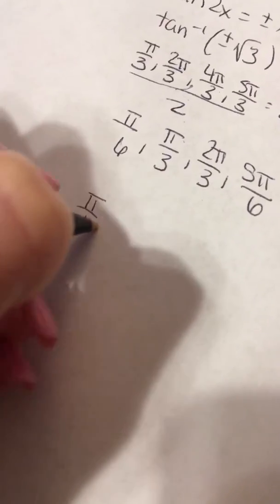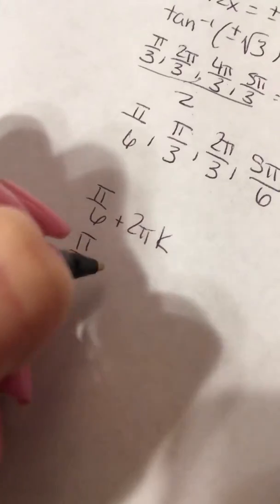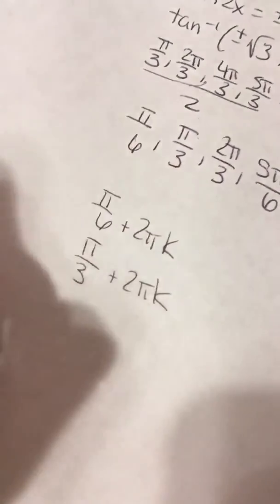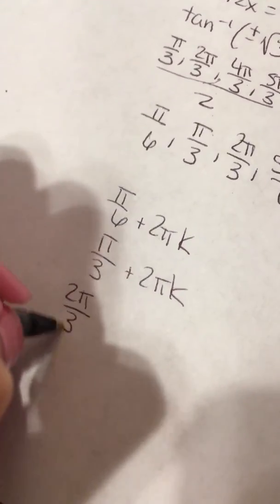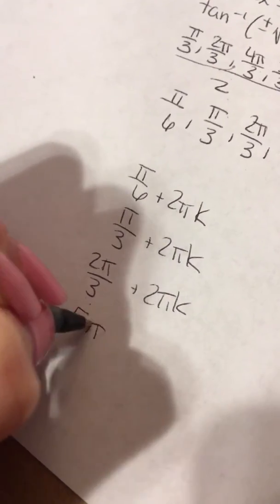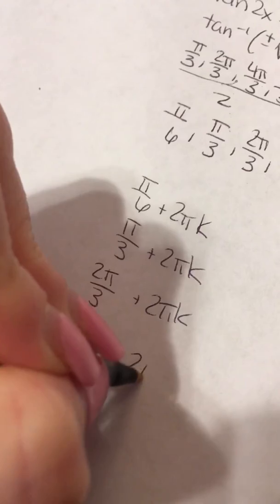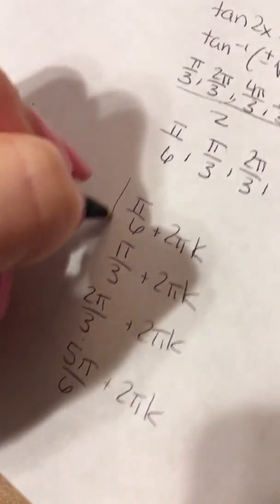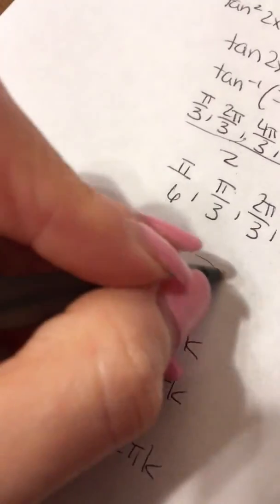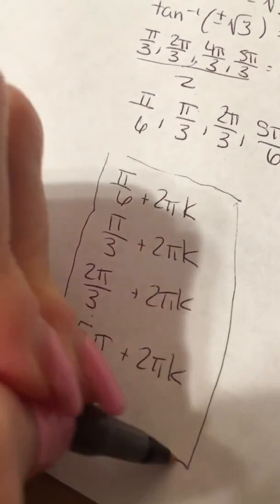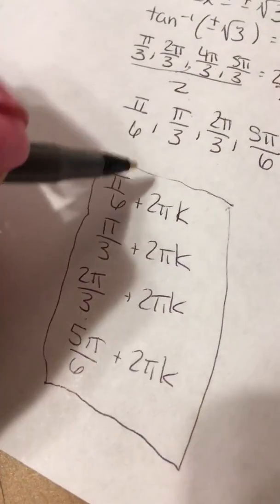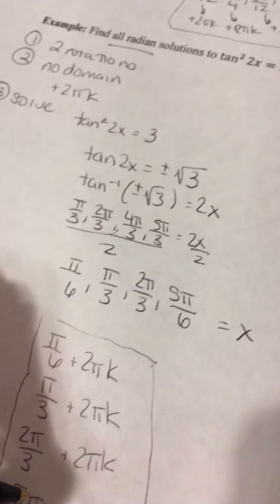And I want all radian solutions, so I'm going to add 2 pi k to them. So pi over 6 plus 2 pi k, and there's my dog. Pi over 3 plus 2 pi k, 2 pi over 3 plus 2 pi k, and then we have 5 pi over 6 plus 2 pi k. All right, and these would be my answers. Oops, it's a little hard to draw a box with one hand. These would be my answers here for this solution.